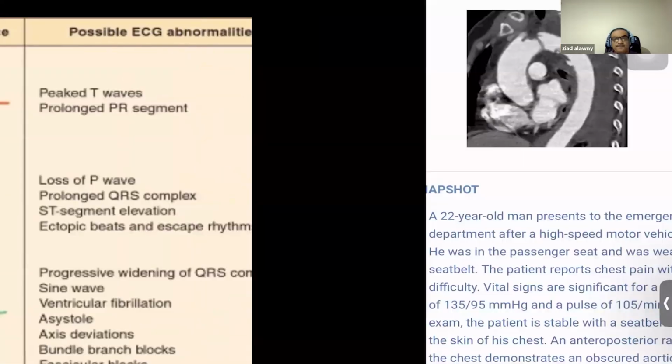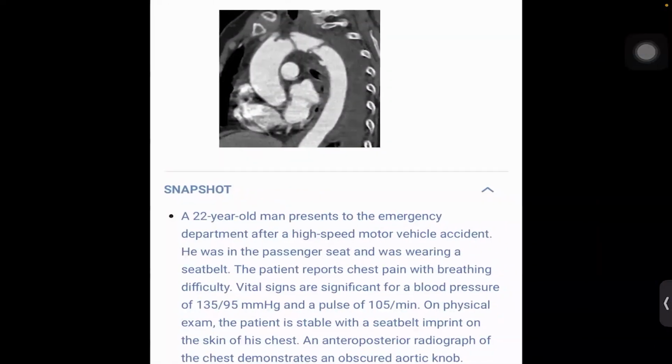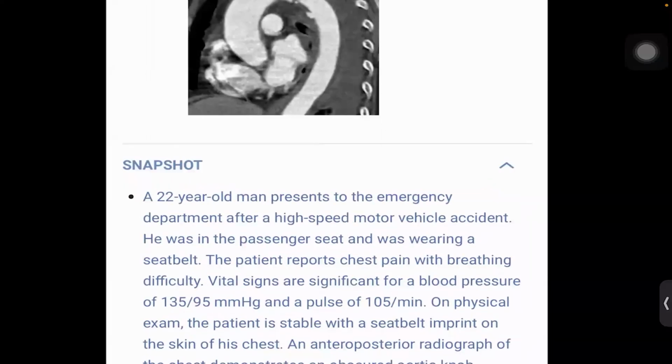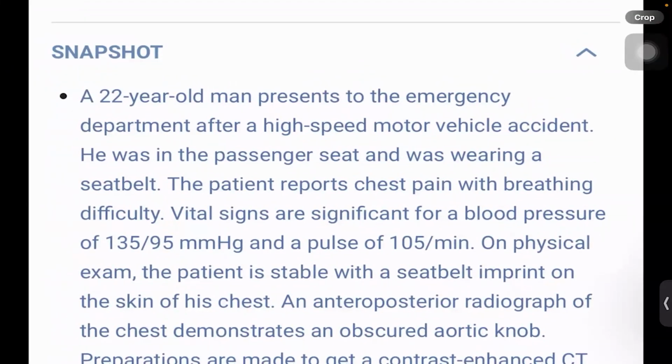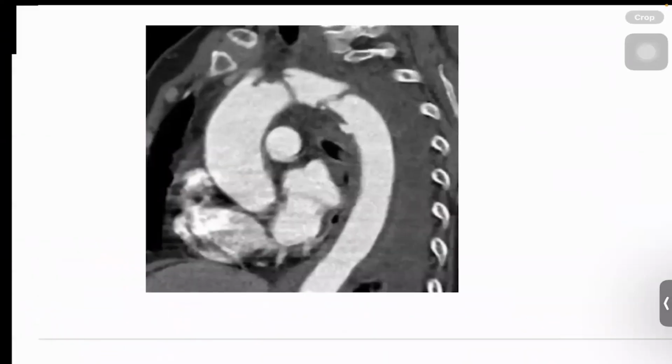Okay? Immediately. All right. So we have a 22-year-old male presenting to the emergency department after a high-speed motor vehicle accident. He was in the passenger seat and was wearing a seat belt. The patient reports chest pain with breathing difficulty. Vitals are 135/95 blood pressure and pulse of 105. On physical exam, the patient is stable with a seatbelt imprint on the skin of his chest. An anterior-posterior radiograph demonstrates an obscured aortic knob. CT is done. This is what you see. What has happened here?